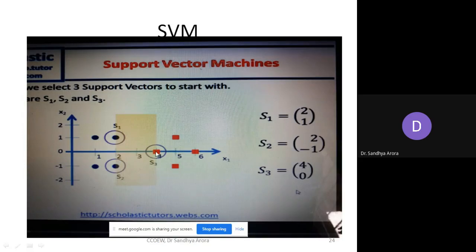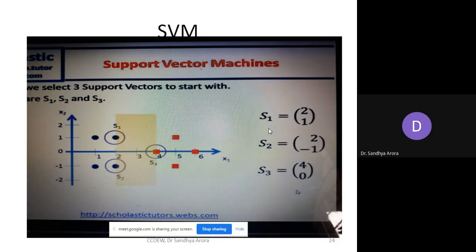Okay, so it's not that the number of support vectors always has to be 1, 2, 3, nothing like that. You can take even 2 support vectors, you can take 3, 4, 5, or whatever. I've taken a simple example where 3 support vectors are there. Using these 3 support vectors, I want to find out the equation of the plane. Now let's talk about the mathematics behind this.